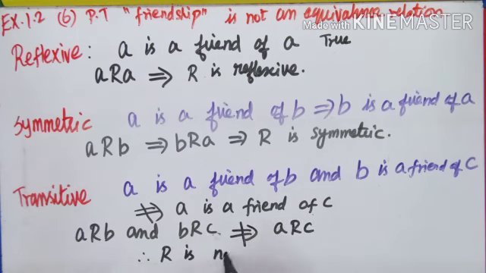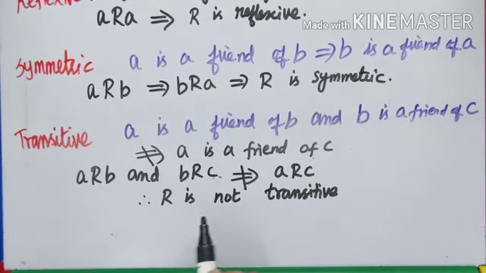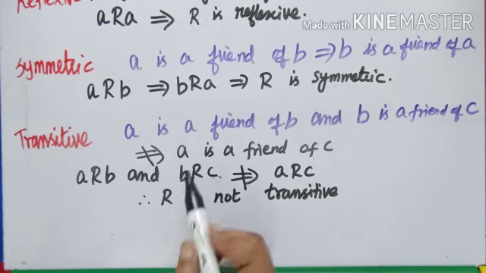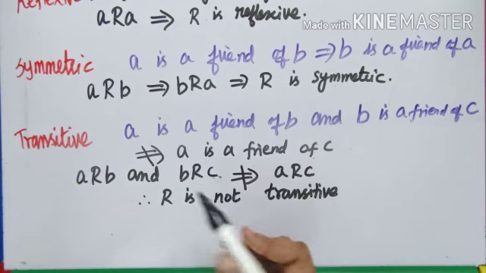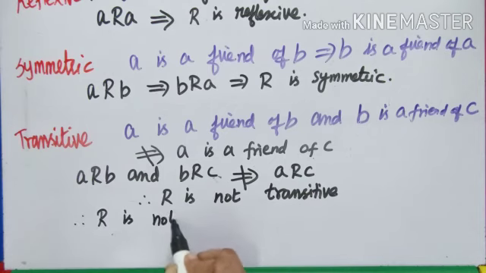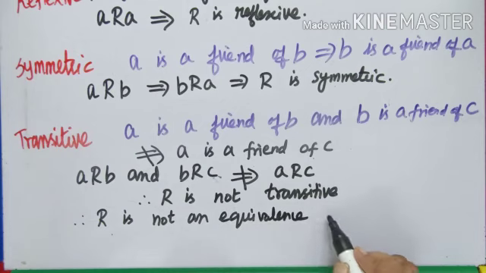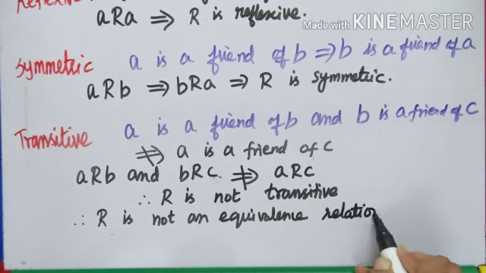R is not transitive. So friendship, we could say it is reflexive and symmetric, but friendship need not be transitive. This friend A need not be a friend of C. Sometimes they may be friends, but every time it is not the case. So R is not transitive and I will declare R is not an equivalence relation. In this problem, R represents friendship. So friendship is not an equivalence relation.